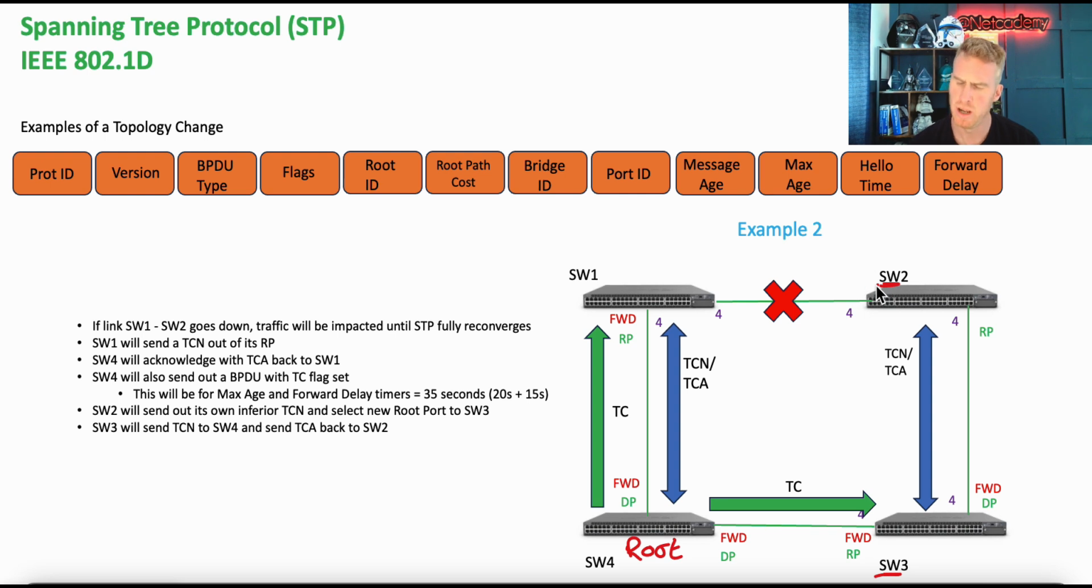But again, when any switch boots up or loses connectivity out of its root port, it's going to assume it's the root bridge and send out that the root bridge identifier is equal to its own bridge identifier.